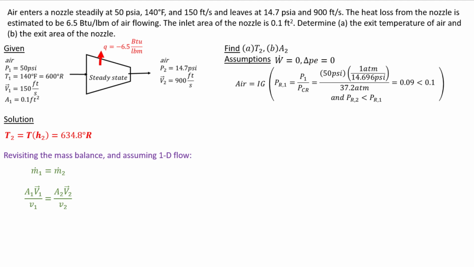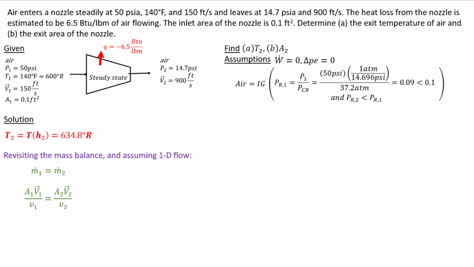And I can get to, watch your units here, but you can look up the critical pressure in your tables. It's 37.2 atm, and if you convert that first pressure to atm from psi, you get a reduced pressure of 0.09. And because the pressure at state 2 is less than the pressure at state 1, so you went from 50 psi to 14.7 psi, then you can reason out that the reduced pressure at state 2 is less than the reduced pressure at state 1. You don't even need to calculate it. You can already tell just by looking at it.